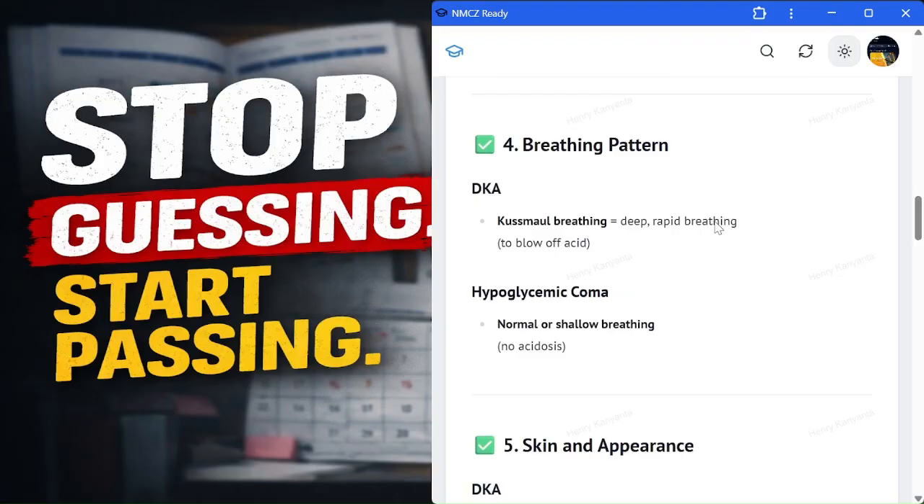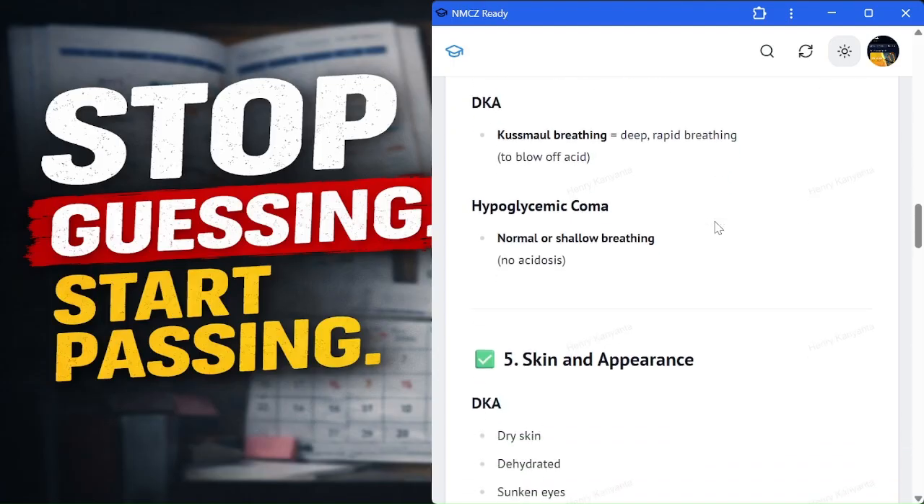The breathing pattern. Our fourth difference talks about how in hyperglycemia we have got Kussmaul breathing, which is simply deep, rapid breathing. This is simply to blow off acid. That's why the patient does breathe deeply and rapidly. While in hypoglycemia, there's normal or shallow breathing because there's no acidosis.